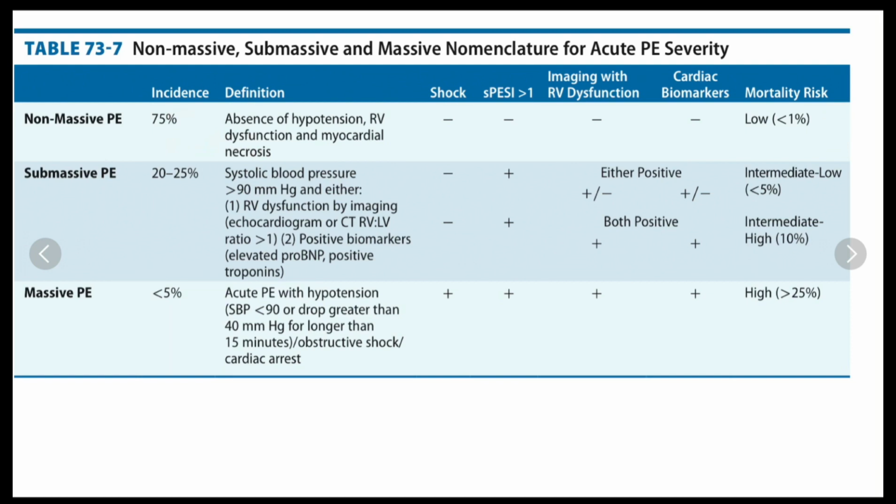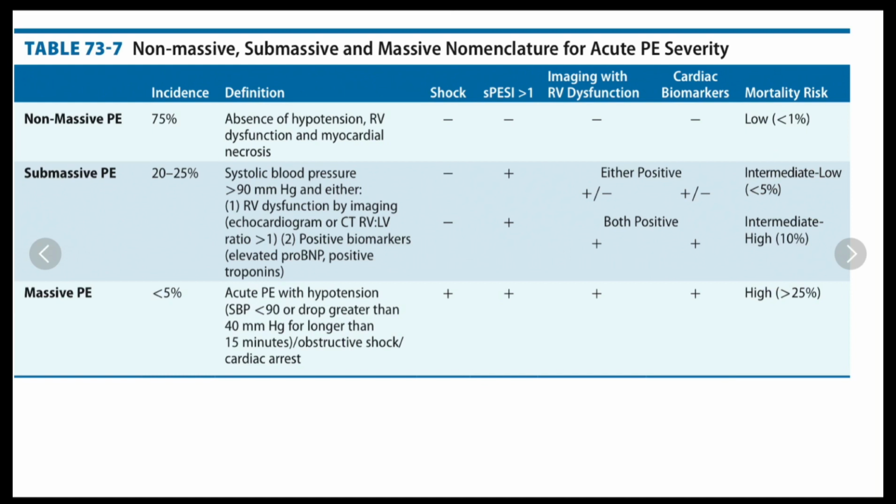In imaging, right ventricular dysfunction is there. Either one could be positive or both of them could be positive. If either is positive, then it has an intermediate risk of less than 5%. If both of them are present, then it has a high probability, about 10% chance of mortality. Then massive pulmonary embolism is the least common, less than 5% of cases.